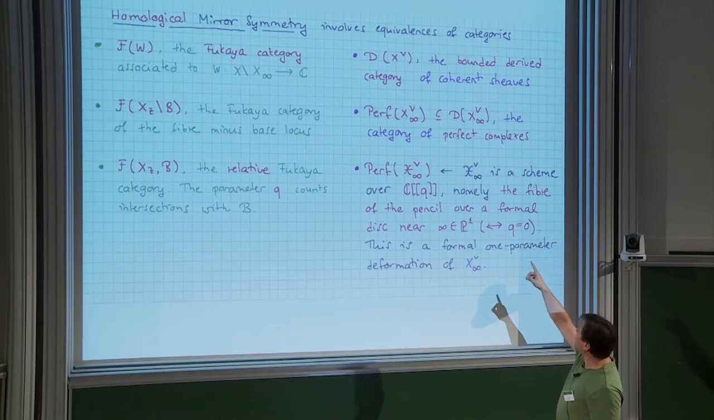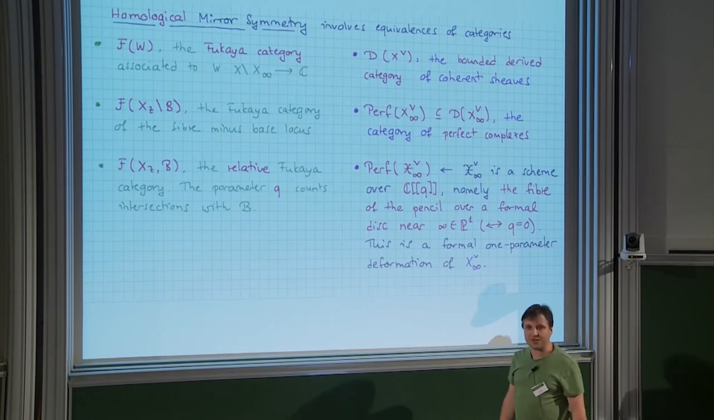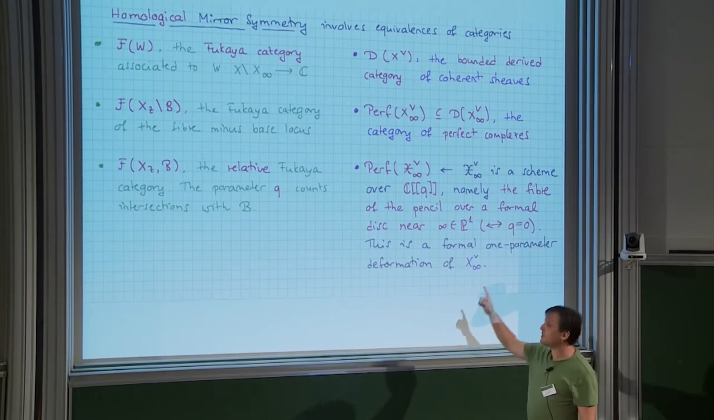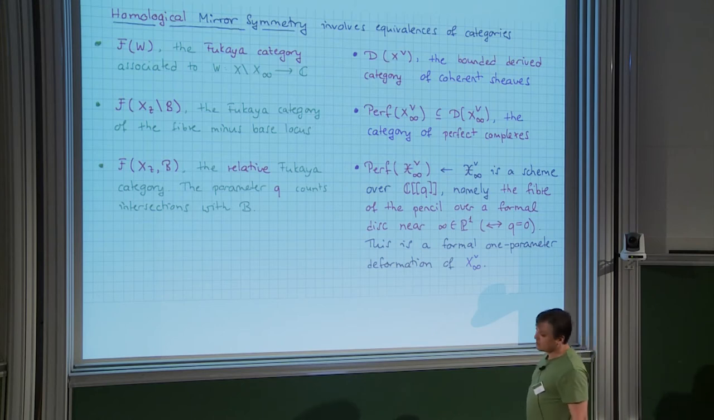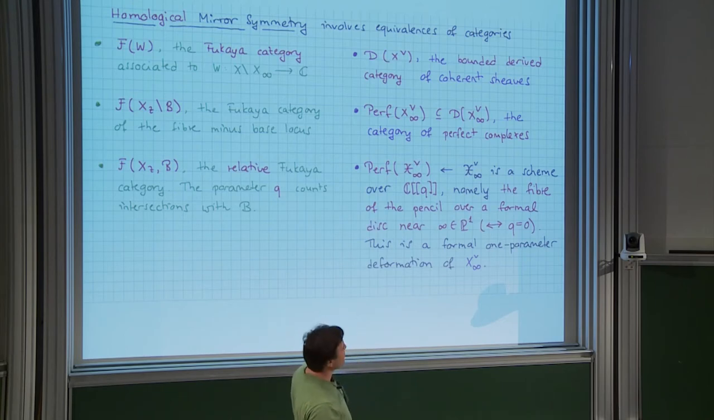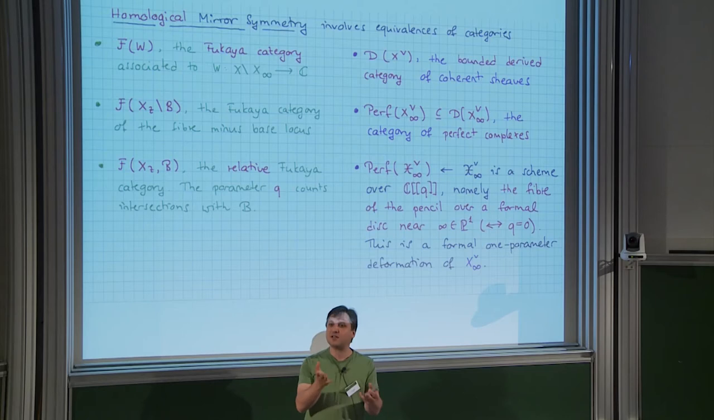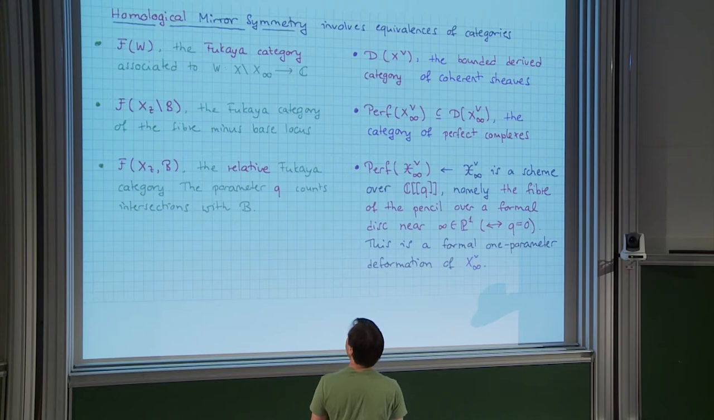Now, this X-check infinity is singular. So if I write D of X-check infinity, it's not particularly well behaved. So I replace it by something slightly better behaved, which is the subcategory of perfect complexes. But maybe I shouldn't have made a distinction, and I should just call everything D and say that if it's singular, then D is perfect complexes, because that's what I like and it's well behaved. It's a question about which finiteness properties you're going to impose. What do you think of something being bounded and compact, in a sense? So these do correspond.